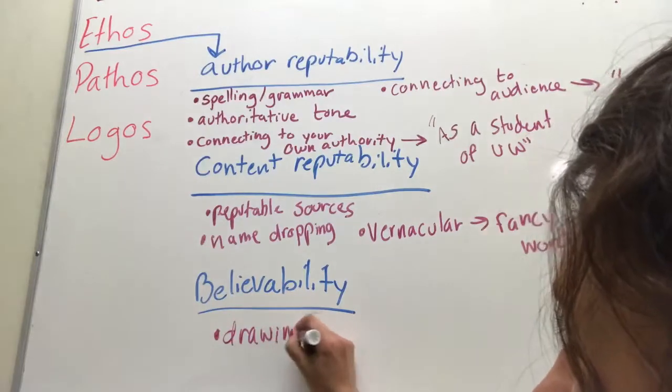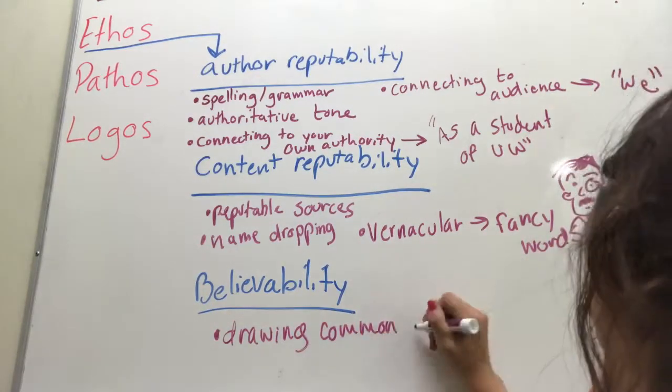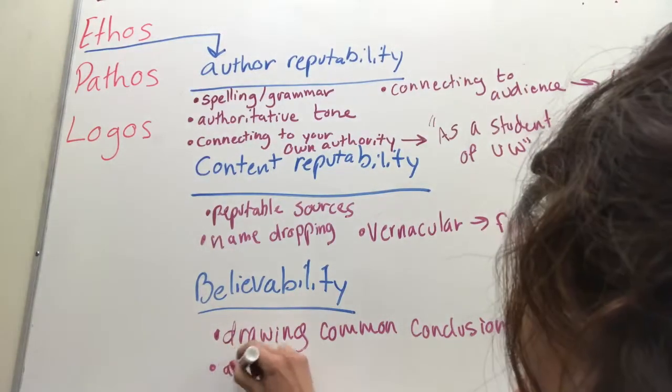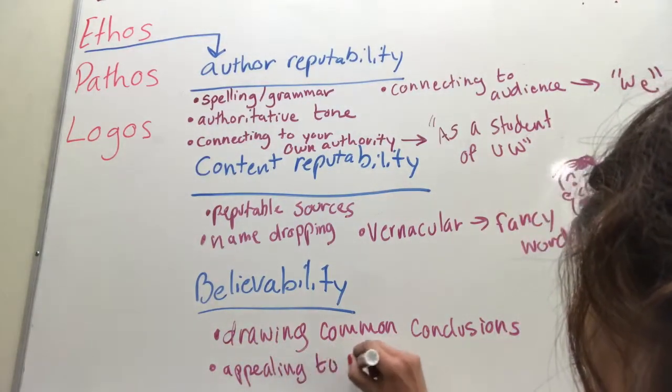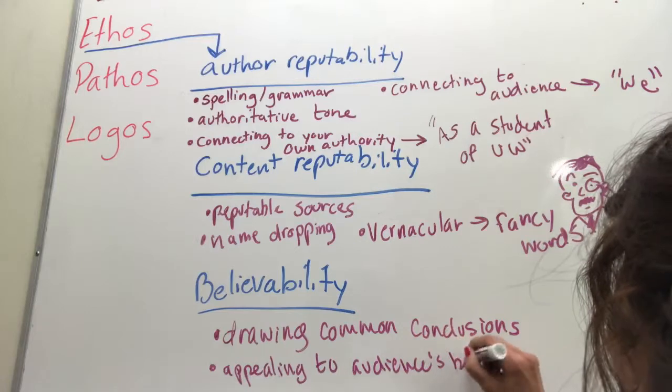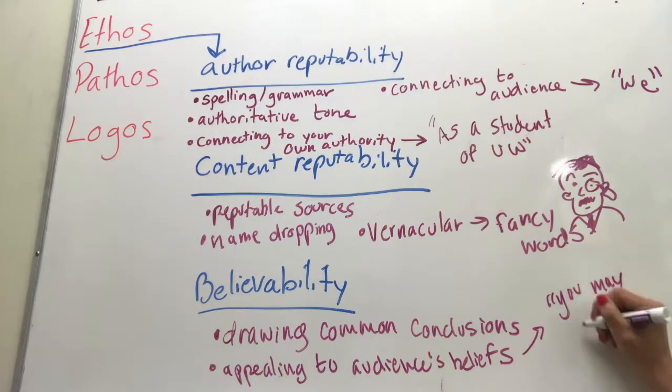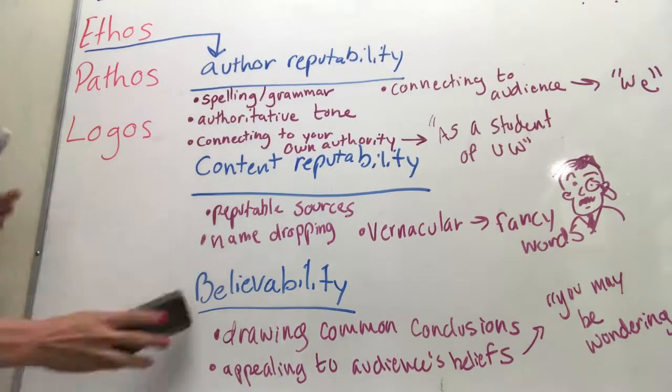So finally, we build ethos by the believability of what we're trying to say. So part of this is understanding where your audience is coming from and being able to draw the same conclusions that they're going to be able to draw. So you can also do this by saying phrases like, "You may be wondering," because it admits to your audience that you're on the same page as them.